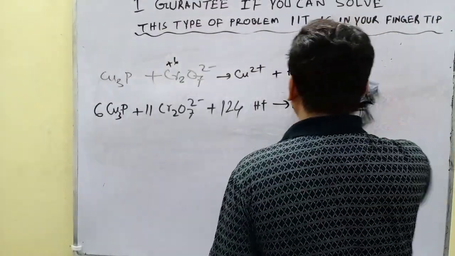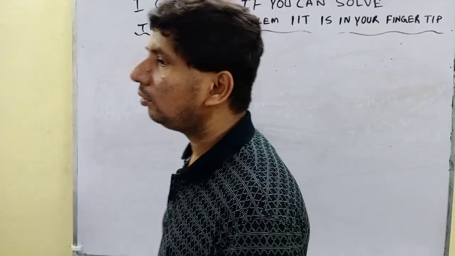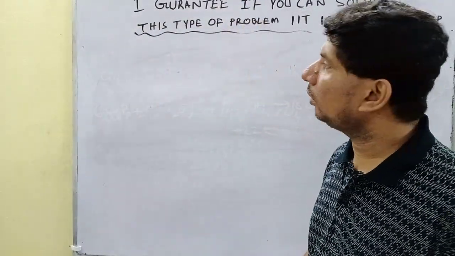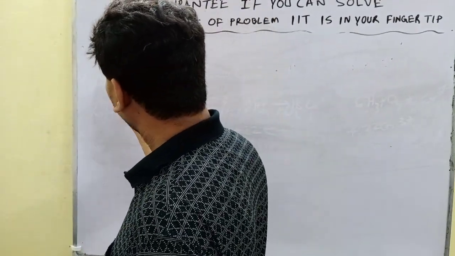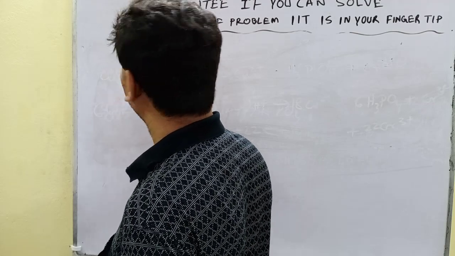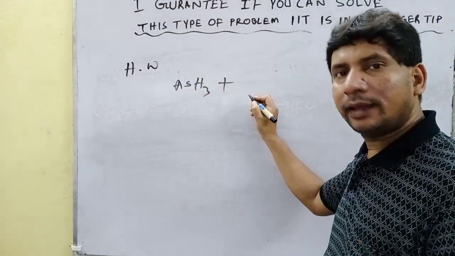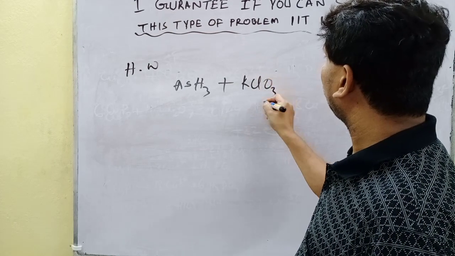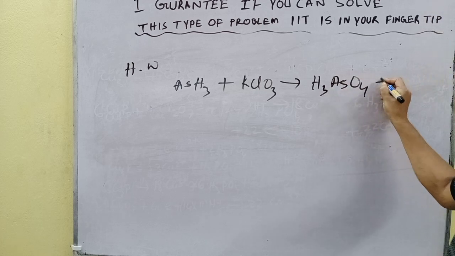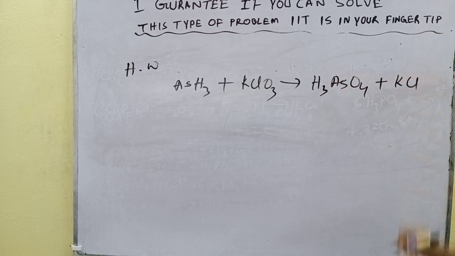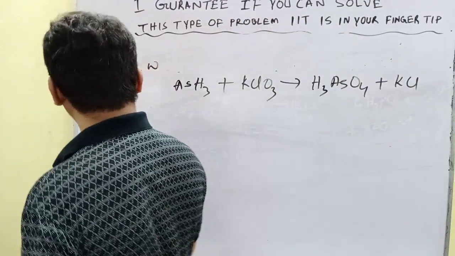So we will take another equation, or in this way you can relate and you can solve, and I am giving you the homework that is AsH3 plus KClO3, from here H3AsO4 plus KCl. Clear? This is one equation.